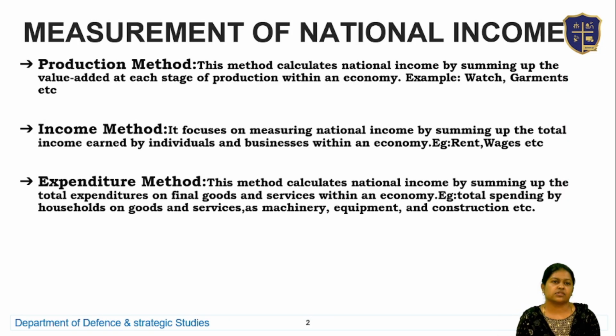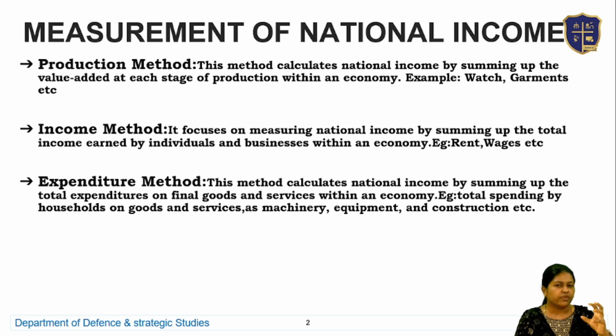So we were just talking about the measurement of national income. What are the methods that can be used to calculate national income? There are many, we'll take only three. First, the production method. This method calculates national income by summing up the value added at each stage of production within an economy. Example, watch and garments. For example, let's take garments.